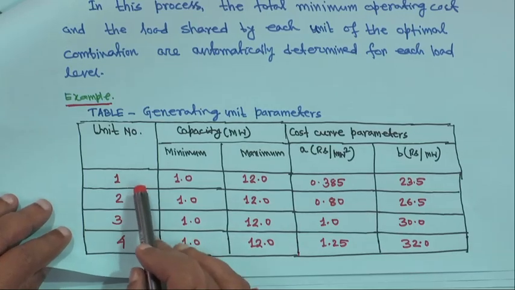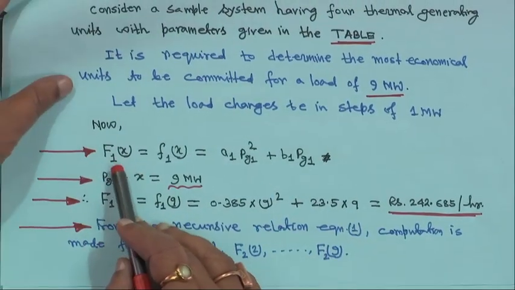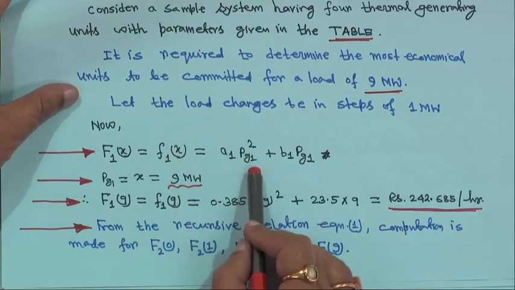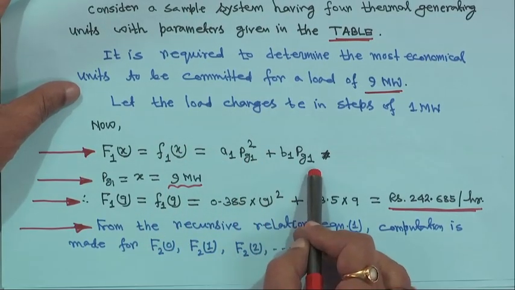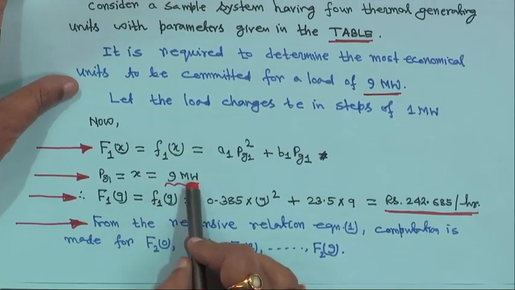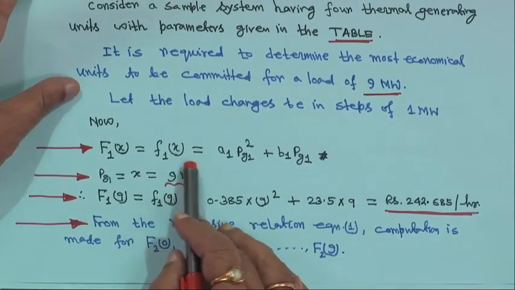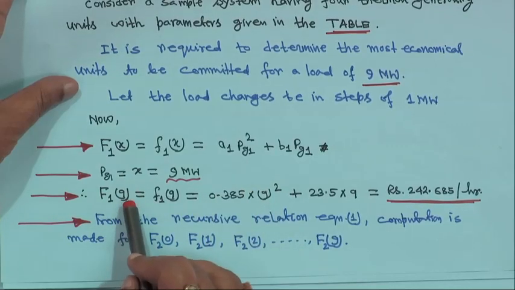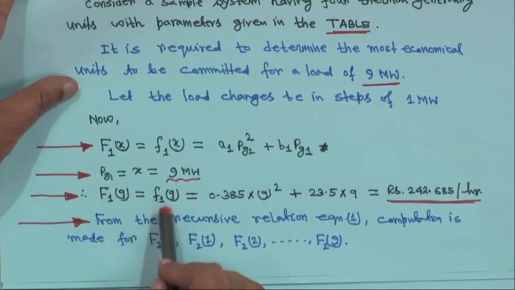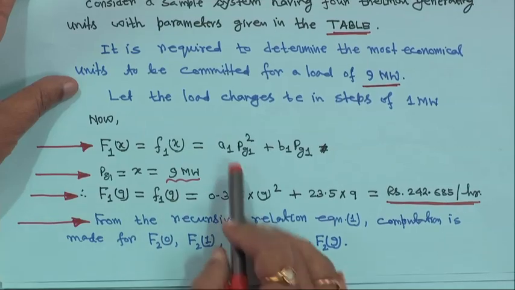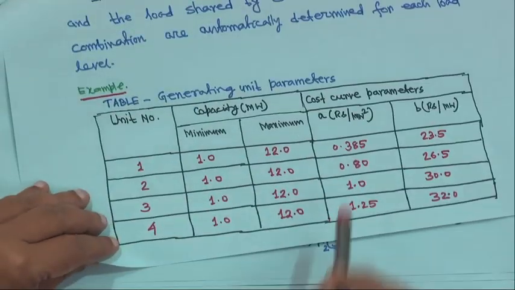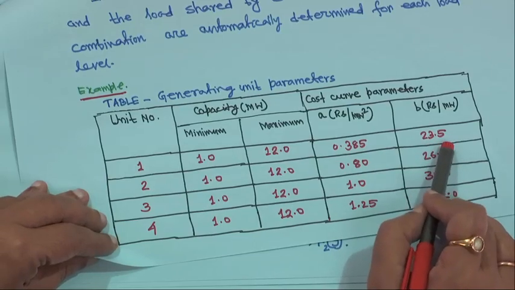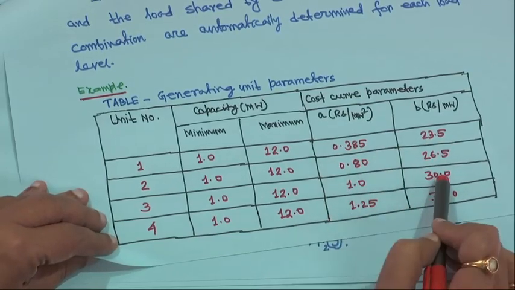So, for the first unit, when n is equal to 1, capital F1x is equal to small f1x, which is equal to A1 Pg1 square plus B1 Pg1. Now, Pg1 actually is 9 megawatt, suppose when unit 1 is generating all the 9 megawatt. In that case, capital F19 is equal to small f19, where A1 is 0.385 from this table, and B1 is 23.5, because the table lists A1, B1, A2, B2, A3, B3, A4, B4.